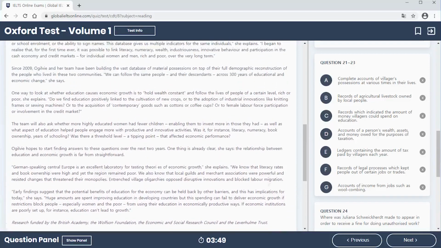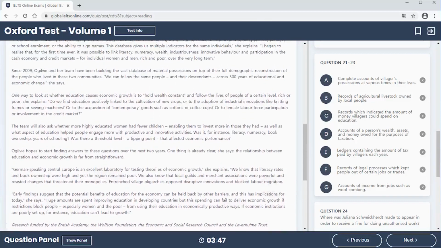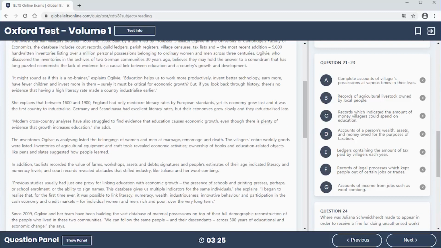We've got all the key phrases down here in the eighth paragraph, which was belongings of men and women. Okay, so what have we got here? List of the belongings of men and women at marriage, remarriage, and death. So we've got lists of belongings, inventories of agricultural equipment and craft tools, ownership of books, and registered evidence of how people learned. Tax lists, we've got here, recorded value of farms, signatures, and court records.